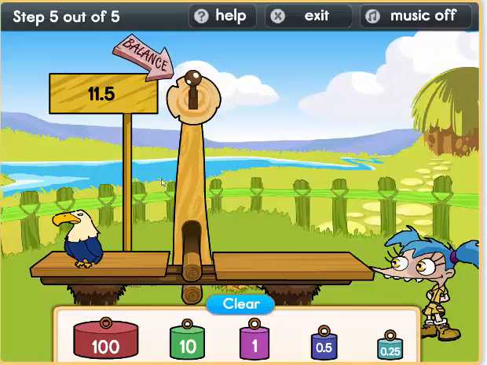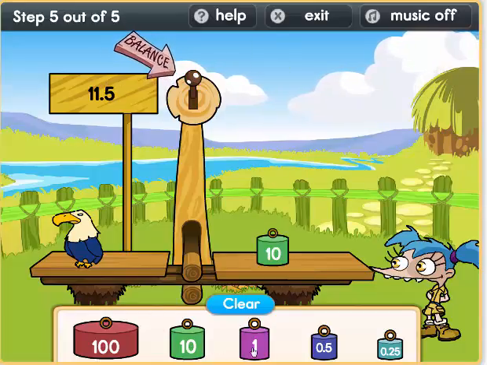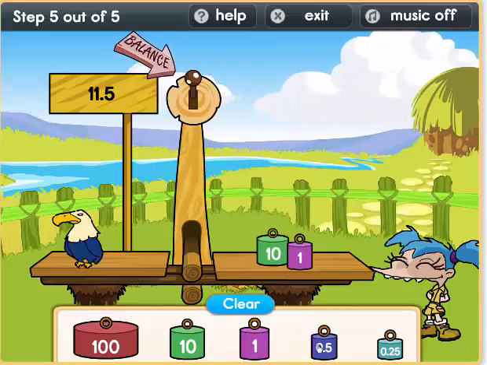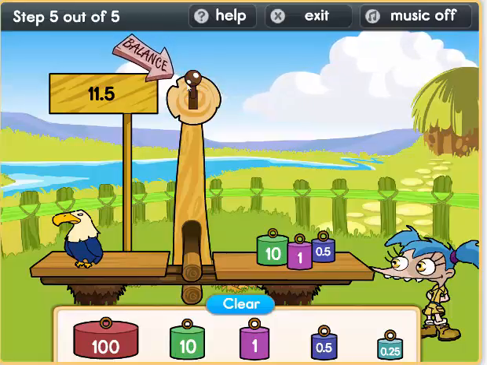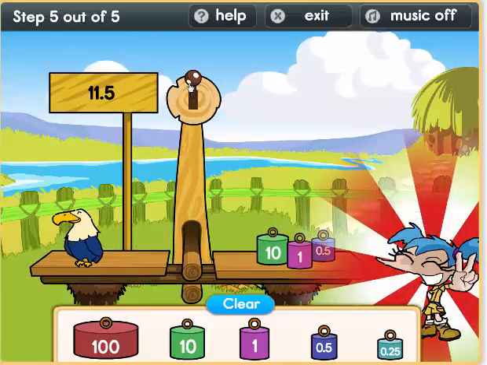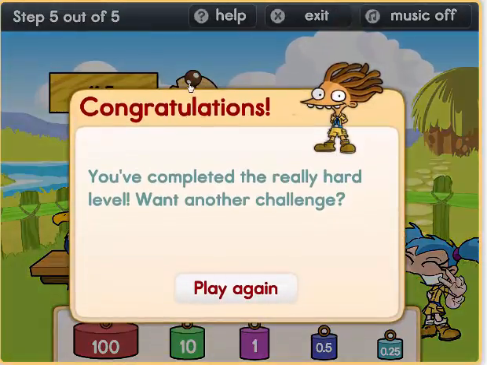So let's make 11 first. 10 plus 1 equals 11. Now we need a 5. Where do we see the 5? Oh, here it is. Will this balance? Congratulations! Well done, boys and girls.